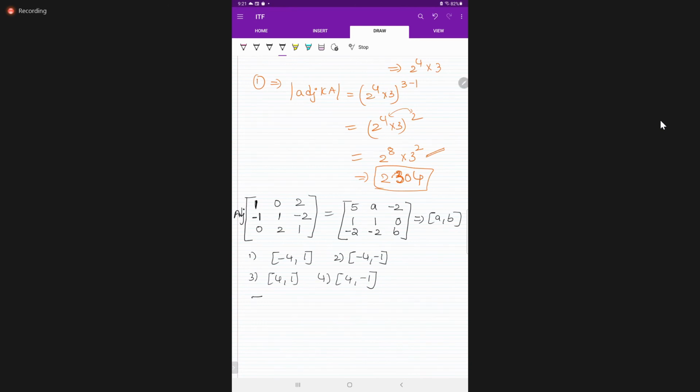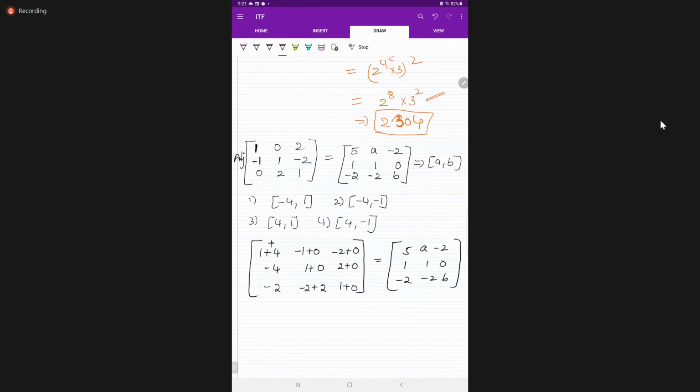Any doubt, students? Please respond. Adjoint of a matrix means first of all tell me the minors. Close the first row and first column, the first element is 1, and the value is 1 plus 4. Next, minus 1 plus 0. Next we get minus 2 plus 0. Next 0 minus 4, that is minus 4. Then 1 plus 0, 2 plus 0, minus 2, minus 2 plus 2, 1 plus 0. So these are all the minors. Now cofactors: plus, minus, plus, minus, plus, minus, plus, minus, plus.